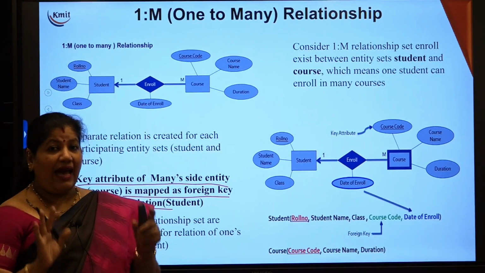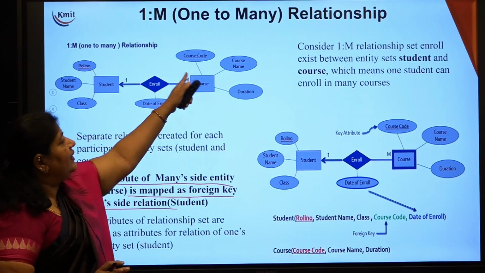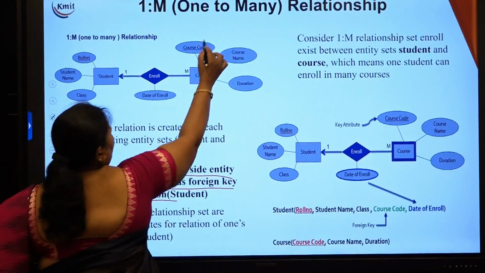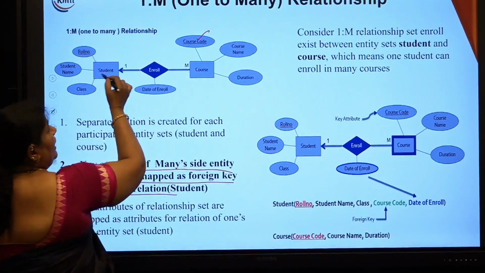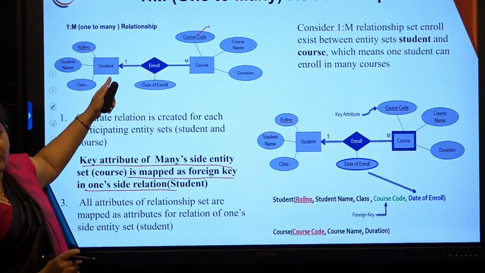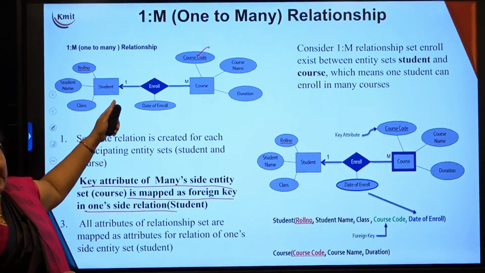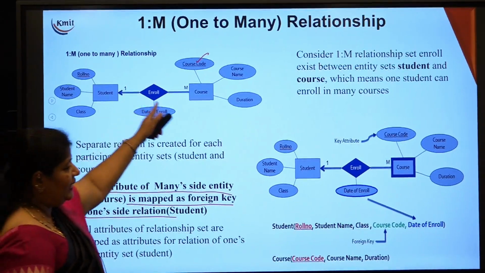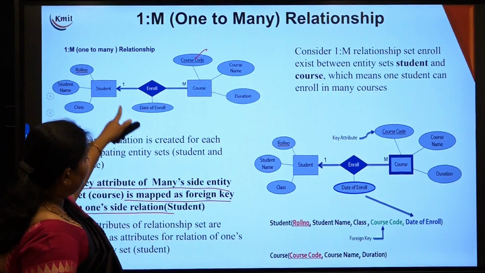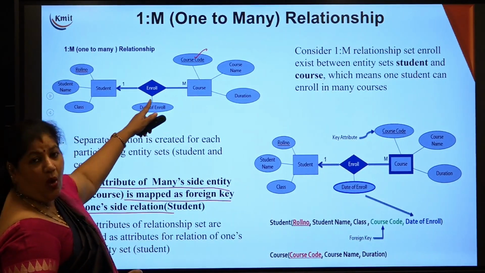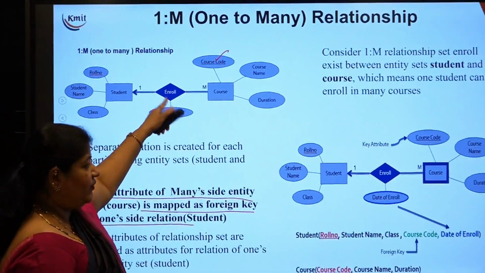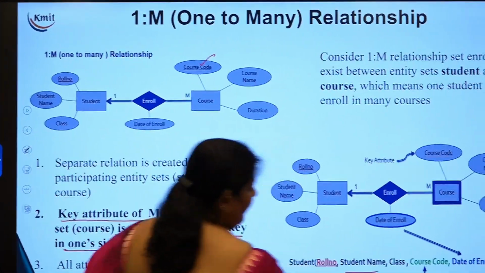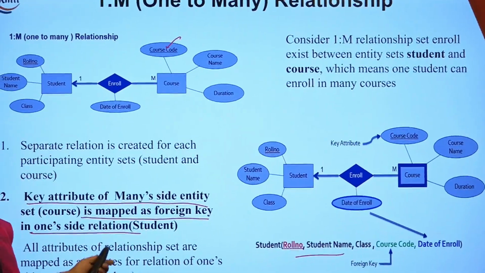But here I have a restriction that the primary key of the many side will go as the foreign key into the one side entity, and automatically the descriptive attributes of the relationship itself will get into the one side entity. This is how we generate it.